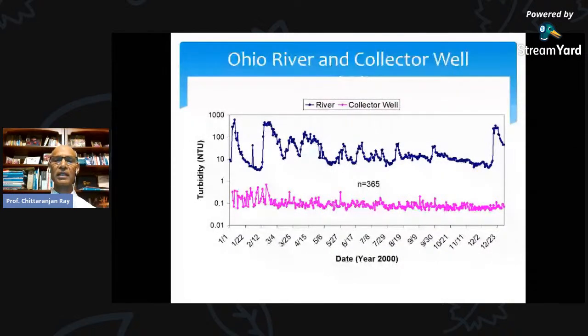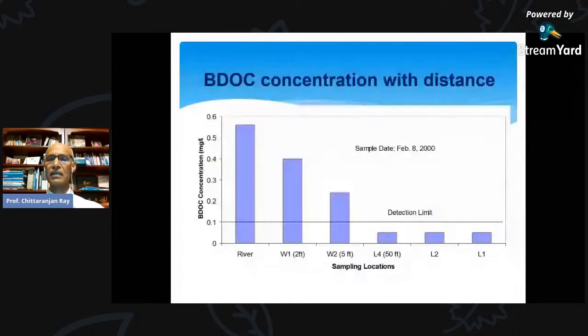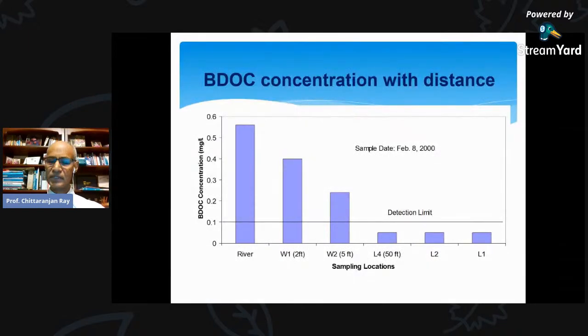The biodegradable organic matter was about 0.5 to 0.6, and by the time it reached the well screen, it was all gone. About 20% of the total organic carbon is biodegradable organic carbon. It was decomposed during the river passage through sorption or biodegradation. So that really leaves less organic carbon to react with chlorine.